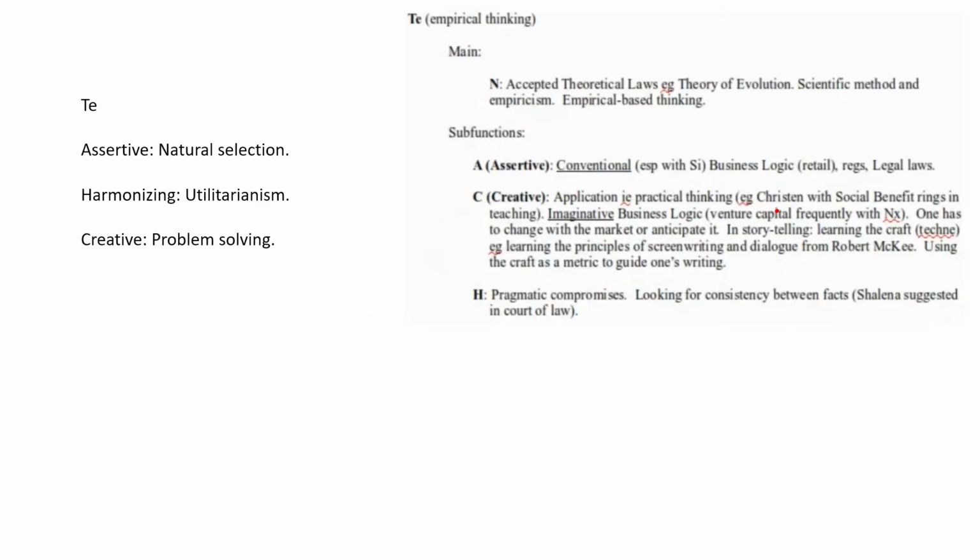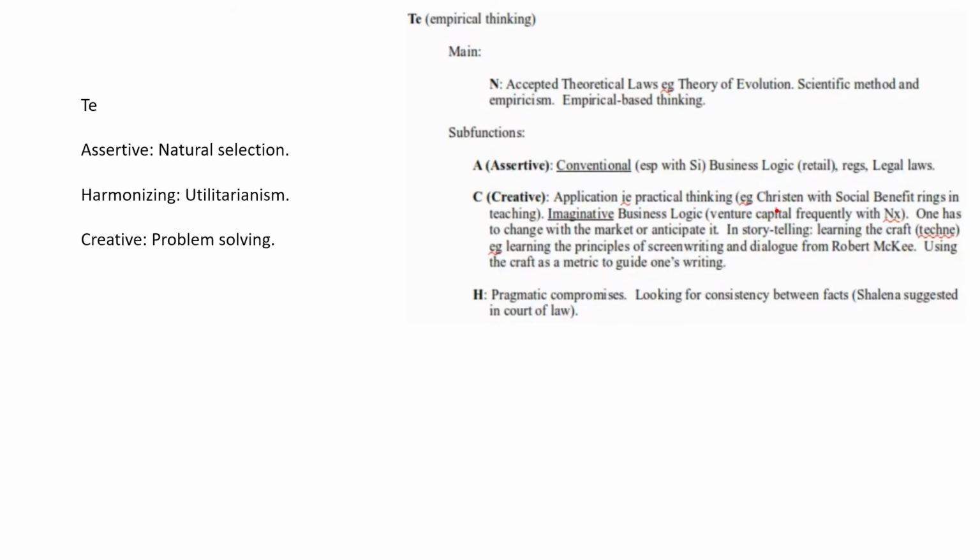TE, assertive. I was really happy with how concise I got these. Assertive, natural selection. And that relates to the kind of business capitalism thing where if it's uneconomical, no one's going to pay for it. If it can't survive, it can't pass on its genes, get rid of it. It's not good enough. It's not efficient. It's not going to work. Natural selection, I think, is a great way of describing that. And I think that's the essence of assertive TE.